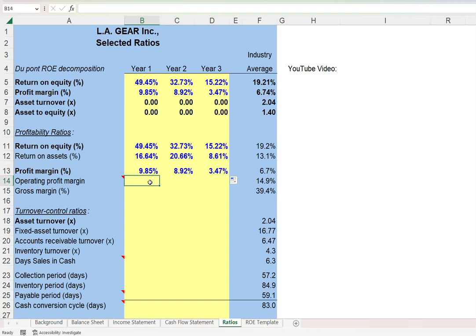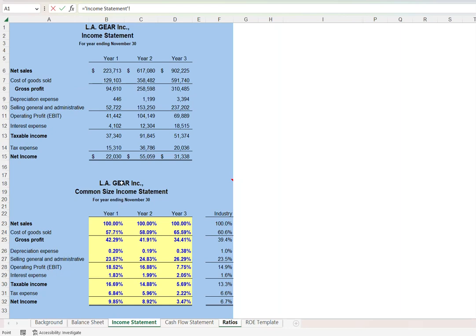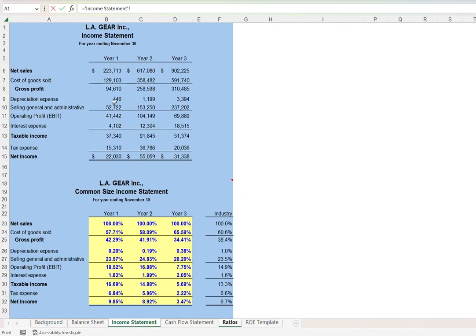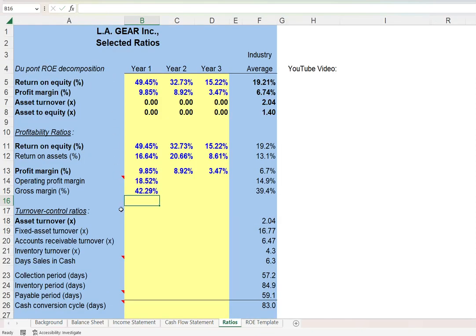Let's calculate our operating profit margin. Our operating profit margin is simply equal to our operating income, or earnings before interest and taxes, which we've got a separate line here of $41,000, divided by sales of $223,000. And our gross margin is going to be our gross profit from our income statement in year 1 of $94,000, divided by sales of $223,000. So we've calculated our profitability ratios.